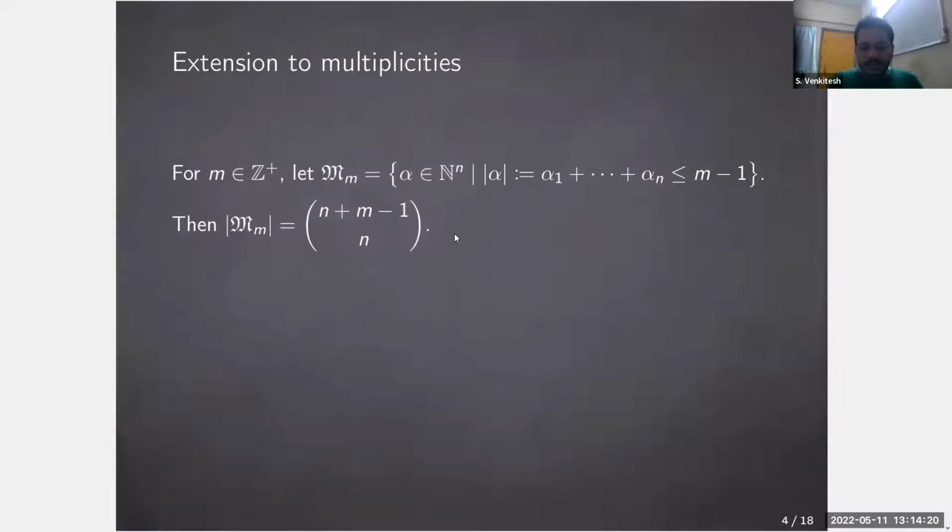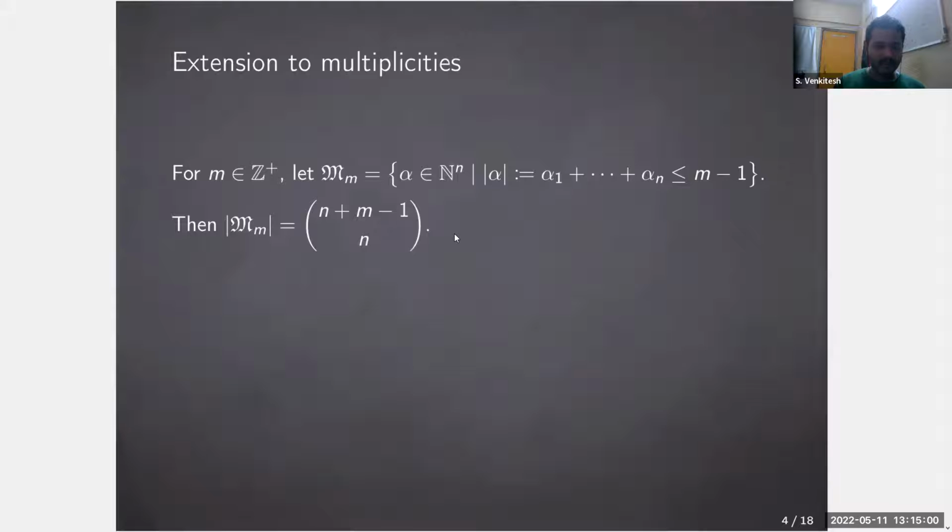So when you fix the multiplicity parameter m, the set script M sub m denotes the set of all multi-indices alpha such that the total degree of alpha is at most m minus 1. And it is supposed to denote the set of all derivatives that you take. So when you fix the multiplicity parameter m, you take derivatives of order at most m minus 1. When you fix the multiplicity parameter 1, you take all derivatives of order at most 0, which is just the simple evaluation. Okay. Fine. So how many multi-indices do you have for multiplicity parameter m? Well, that's precisely n plus m minus 1 choose n. It's a simple counting argument.